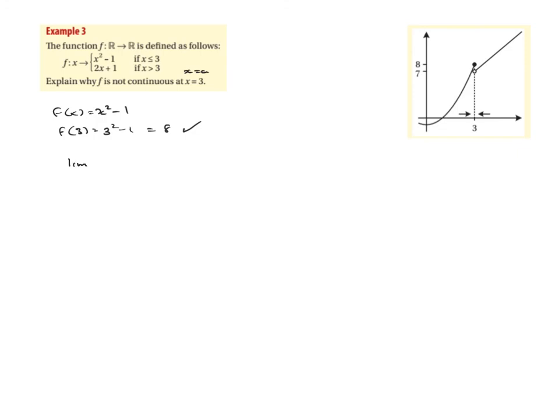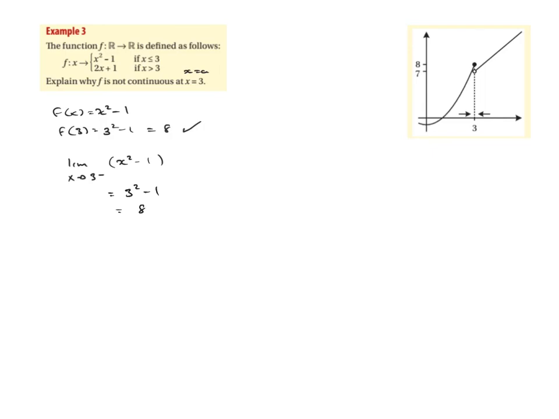So the first thing we need to do is check the limit from the left. So the limit as x heads towards 3 from the minus side of f(x), which is x squared minus 1. Okay, that's coming from the left. We already have the answer. We put 3 in there before, we did that here, and we get an answer of 8. So that's equal to 3 squared minus 1, which is equal to 8. So that there is the limit coming from the left.